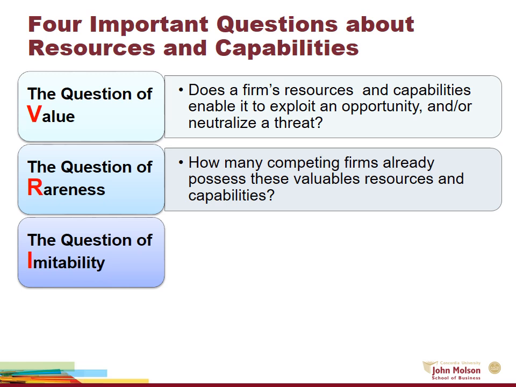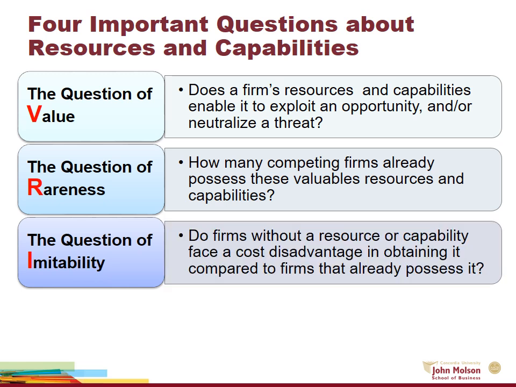In terms of imitability, the organization should ask itself, how difficult is it to imitate this resource, and how costly is it to imitate the resource? So do firms without a resource or capability face a cost disadvantage in obtaining it compared to a firm that already possesses it?